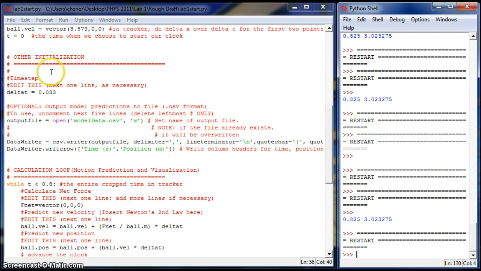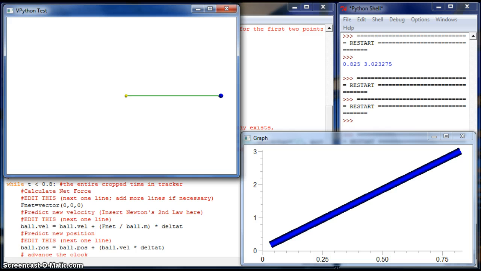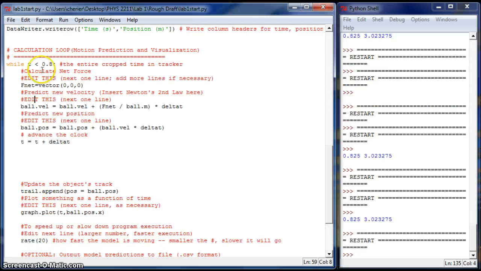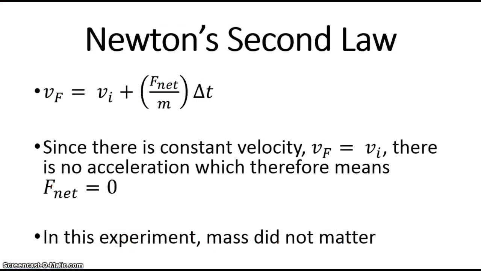The time step, or delta t variable, for this model is stated to be 0.033 seconds for concise results. After running the code, here is the result of the computational model. The code follows a while loop for 0.8 seconds, the length of the tracker video. In the while loop, the fnet variable is set to vector 0 because this is a constant velocity motion problem and acceleration is 0, and by the use of the formula F equals ma, Fnet is also equal to 0.